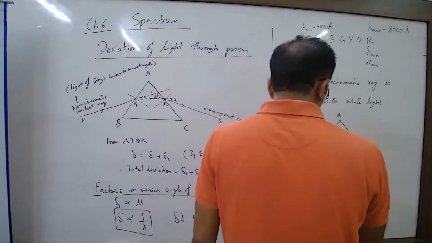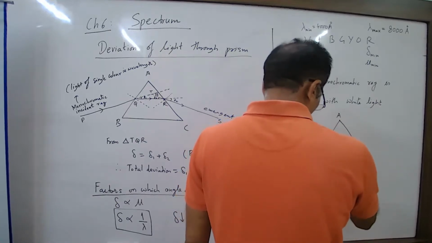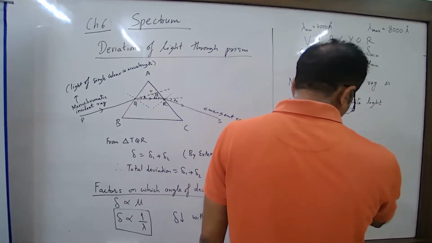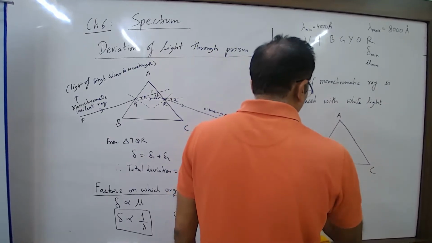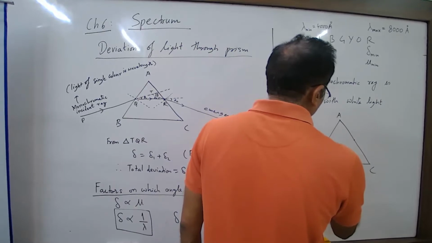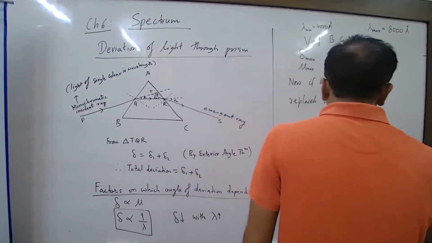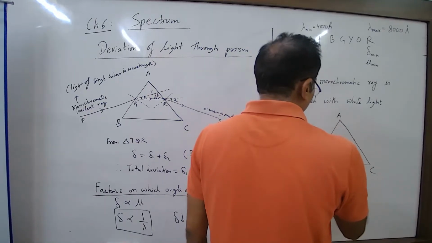We have A, E, and C. Choose the midpoint again. So now we have a white light incident on this. Right? So now we don't need this normal. We have understood, right? What should happen?